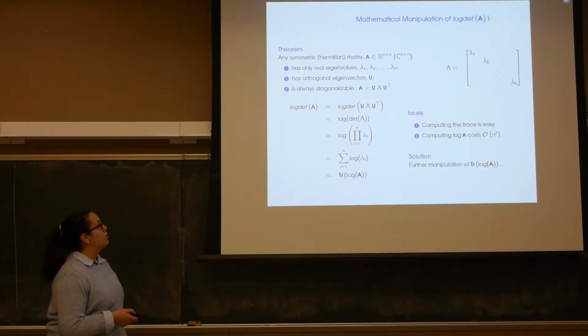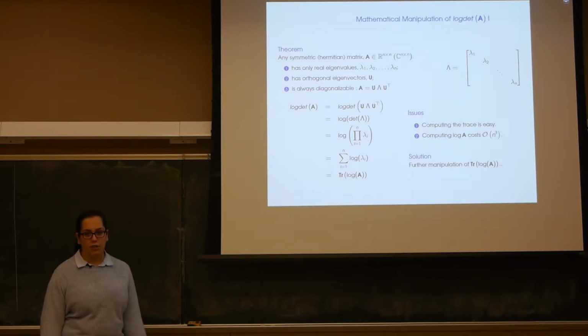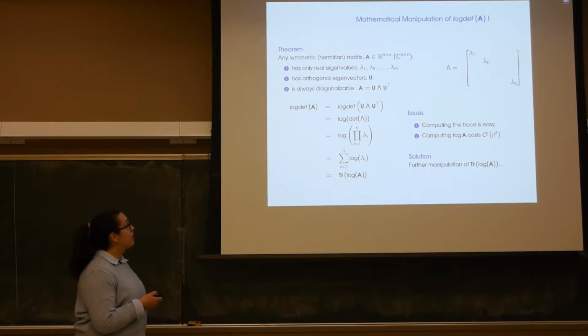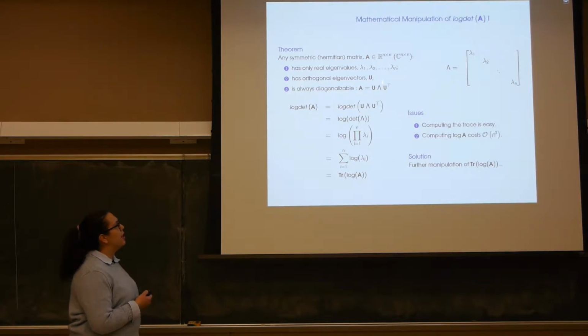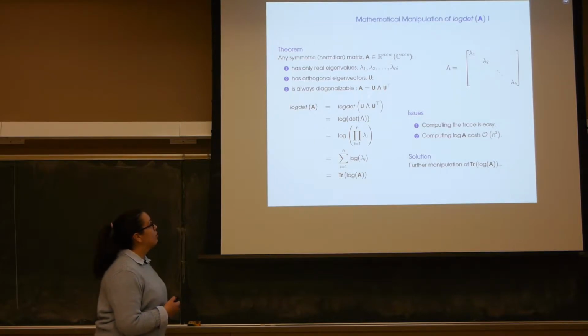Because our matrix is symmetric positive definite, it is always diagonalizable. So I can write this eigenvalue decomposition over here, where lambda is the diagonal matrix of the eigenvalues, and U are the eigenvectors of A. Because A is symmetric, all the eigenvectors are pairwise orthogonal, so we have here the U transpose.